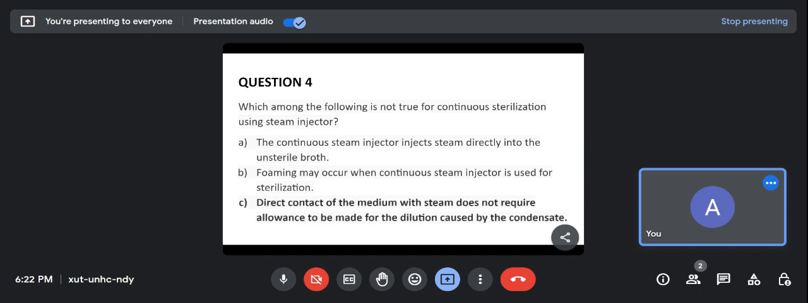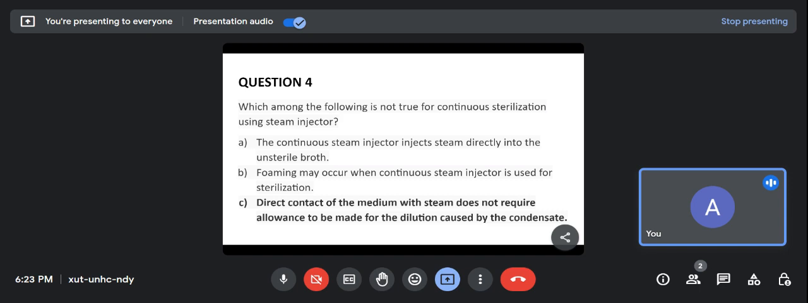So the answer in this case is C. If you think logically, the continuous steam injector does inject steam directly into the unsterile broth, and foaming does occur when steam is injected into sterilization. But direct contact of the medium with steam also requires allowances to be made for dilution caused by the condensate, because the steam is vaporized water, right?